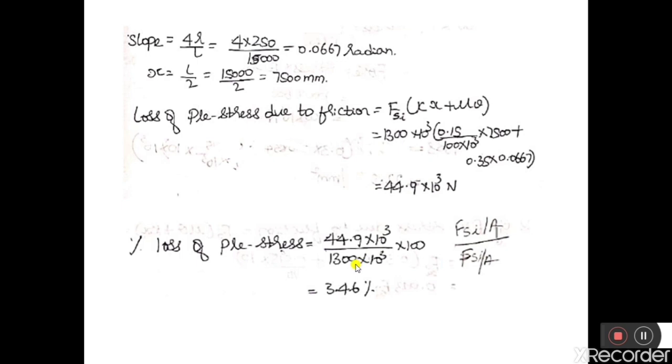So initial pre-stress is not given. Let us consider the initial pre-stressing force. So pre-stressing force is 1300 into 10 to the power of 3 divided by A. That gives us initial pre-stress. So here A and A will get cancelled, and the remaining term will be 44.9 into 10 to the power of 3 divided by 1300 into 10 to the power of 3, into 100. That gives us 3.46. So percentage of loss is equal to this much. So this is the percentage of loss of pre-stress due to friction.